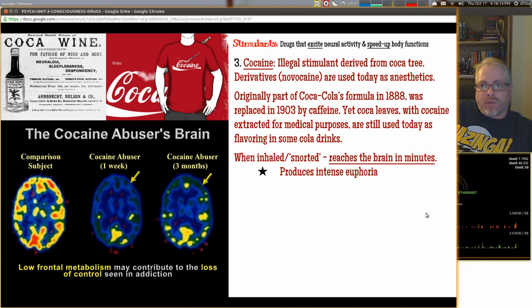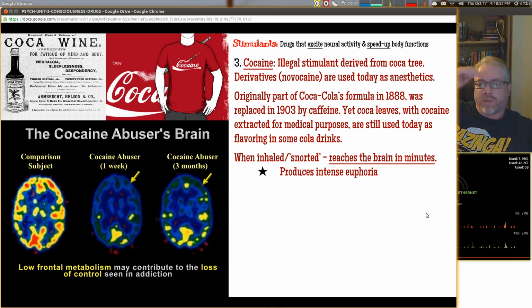You may also be familiar with cocaine in the form of what they call rock cocaine, a type of crack cocaine that was really popular in the inner city whenever I was a kid. So it's an illegal stimulant derived from the coca plant. Derivatives are also used in Novocaine, which is used in anesthetics even today. If you go to the doctor and get a shot of Novocaine, that's partially some derivative of cocaine. That's why it's so powerful, and your tongue feels numb in your mouth.